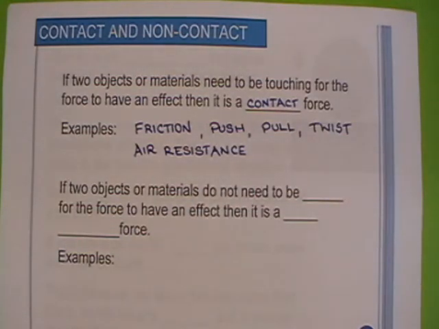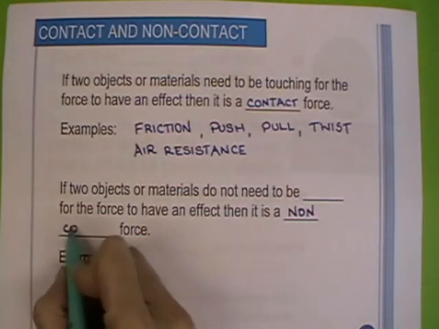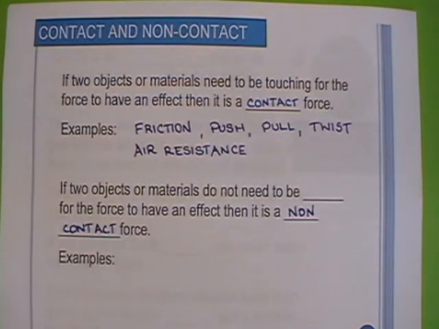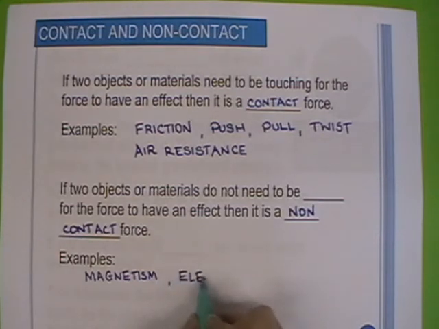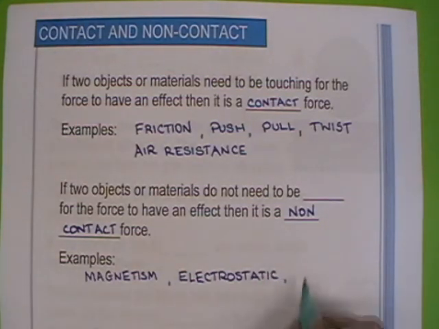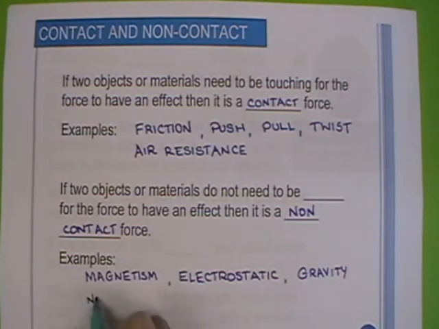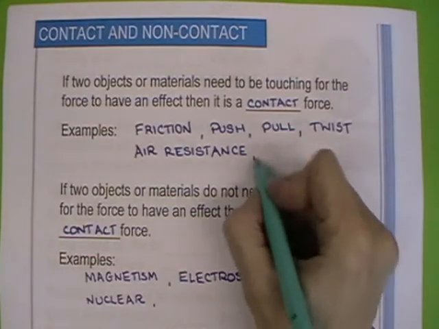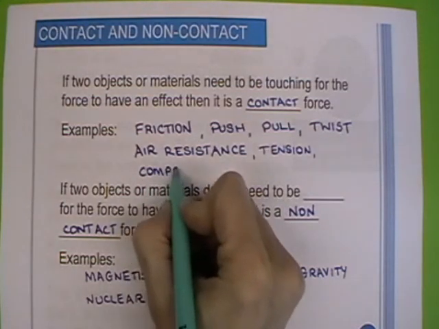Then if two objects or materials do not need to be in contact for the force to have an effect, then it's said to be a non-contact force. And examples of that would be things like magnetism. So you know that magnetism can act between two magnets which are a short distance from each other. Electrostatic, again, you can attract things, light objects usually, to something which is charged. Gravity, of course, it isn't a contact force. The nuclear force. I suppose we should say up here that tension and compression are contact forces.